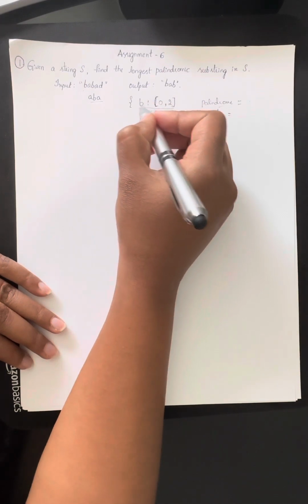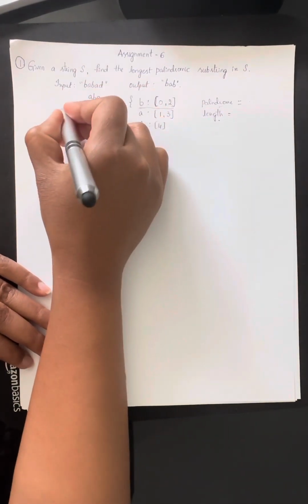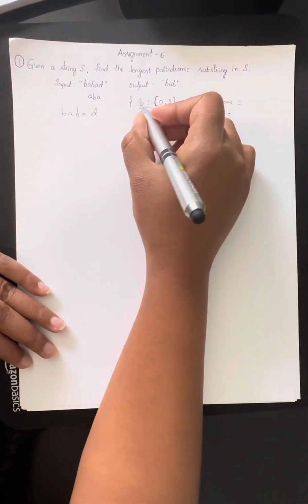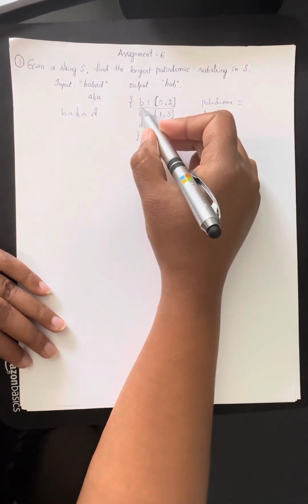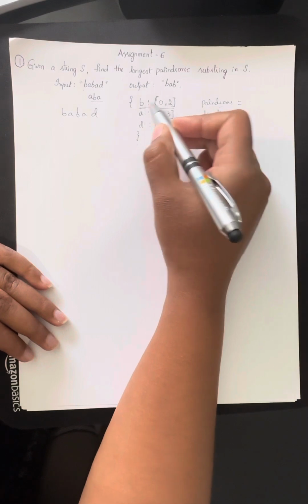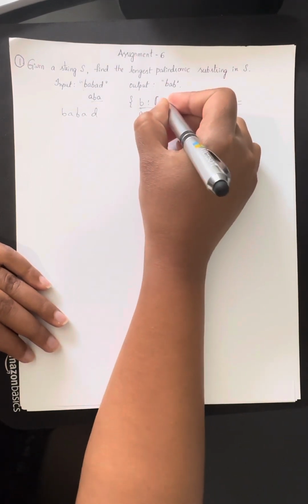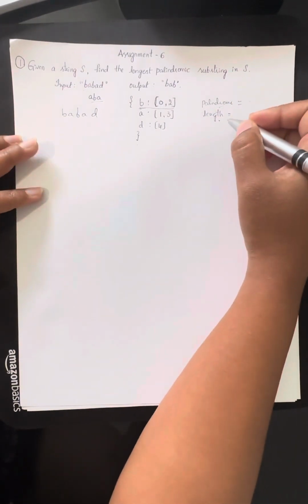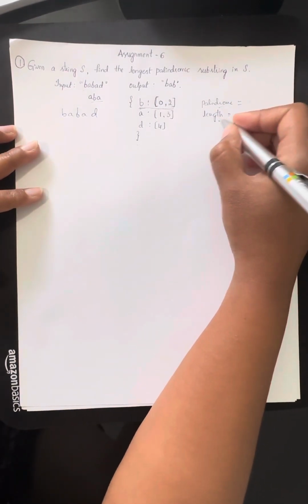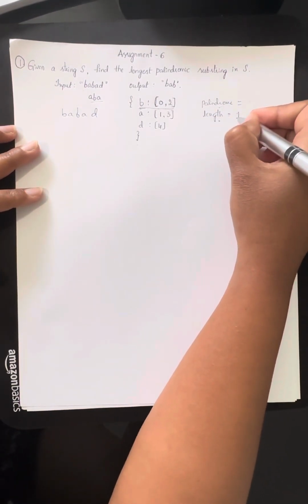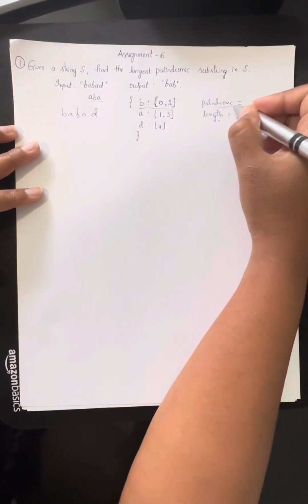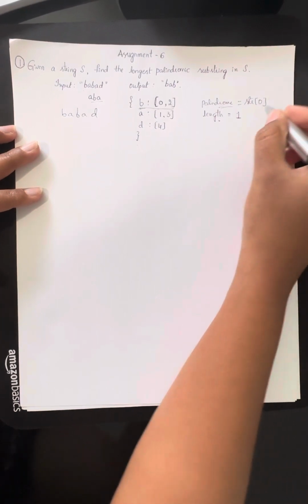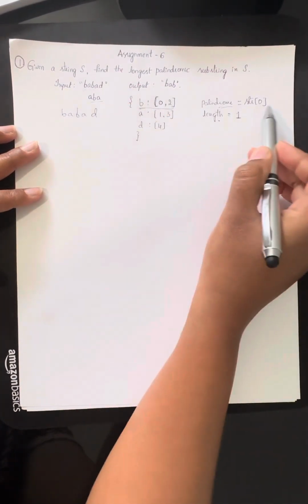So let's see, we have this input BABAD, and we have B in the object, the first key in the object. So first I'm going to check. Initially in the length we have 1, and for the palindrome I'll store the string at index 0, the first letter in the string.